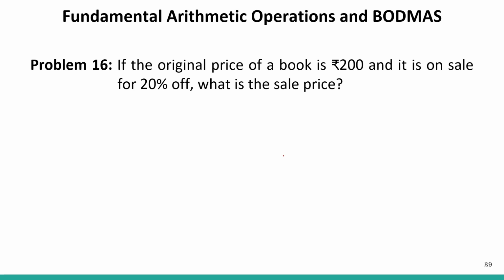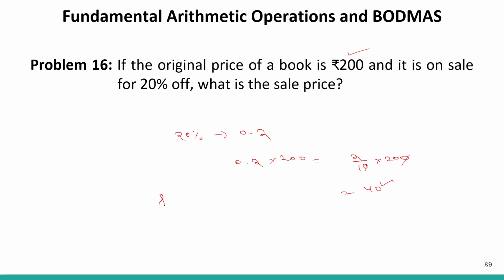So problem number 16. If the original price of a book is 200 and it is on sale for 20% off, what is the sale price? Okay. Original price of the book is 200 rupees and it is on sale for 20% off. So 20% in decimal is 0.2. So 0.2 of 200, so 0.2 into 200, is equal to 2 by 10 into 200. So that is 40. So 40 rupees discount was there.